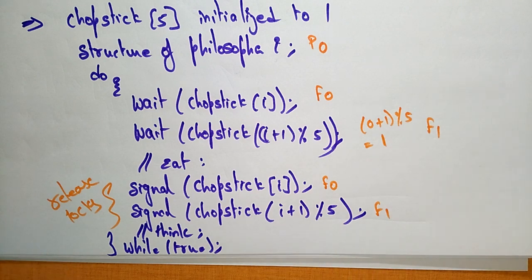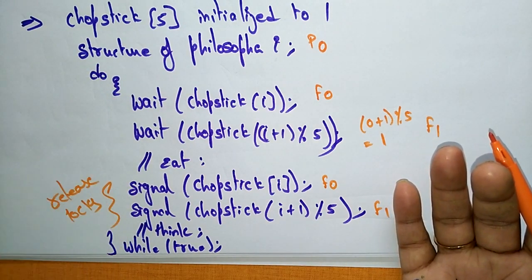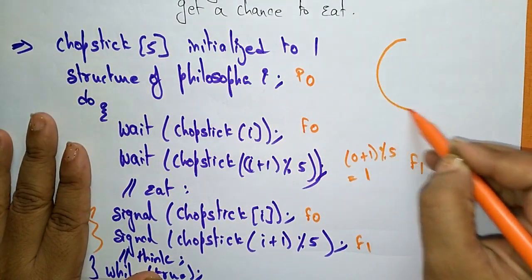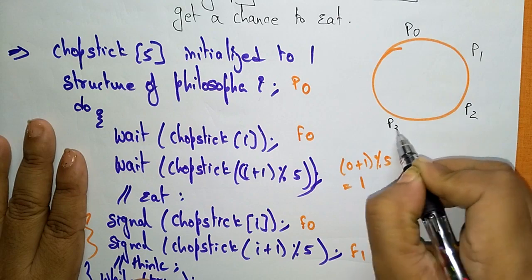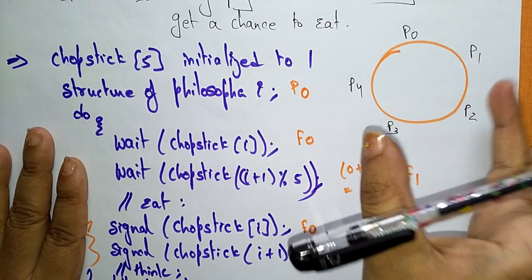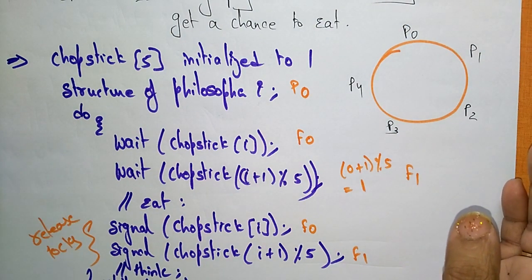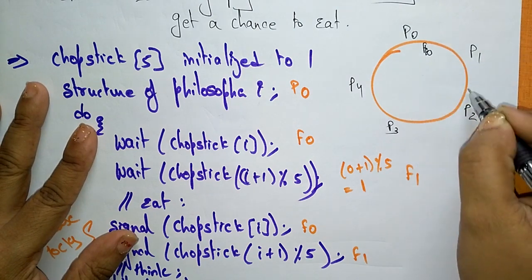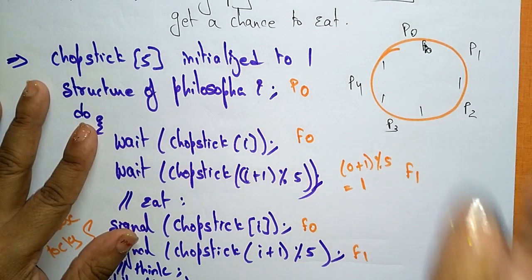So this problem may go into deadlock also. How does it go into deadlock? Even though you are using semaphore values, you may enter a deadlock state. Suppose the 5 philosophers P0, P1, P2, P3, P4 are all independent of each other, not dependent on another philosopher. All the philosophers pick one fork at a time. He has taken F0, and another has taken another fork.